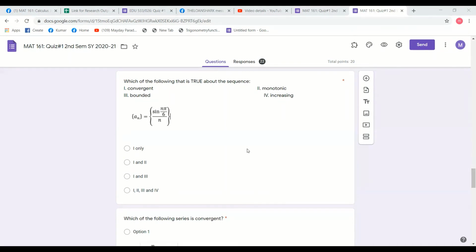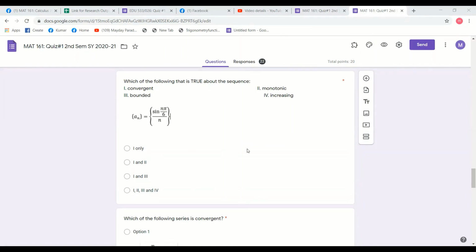to 1. And 1 over n, it's n. So we can sandwich it between 0 and 1 over n. Therefore, as n approaches infinity, 1 over n approaches 0, so this whole sequence will also approach 0. Therefore, it is convergent and bounded.